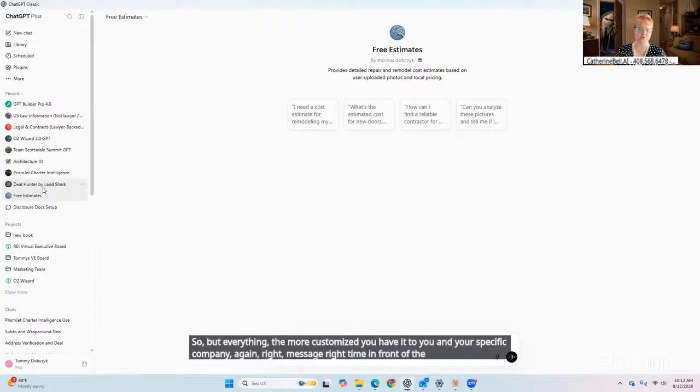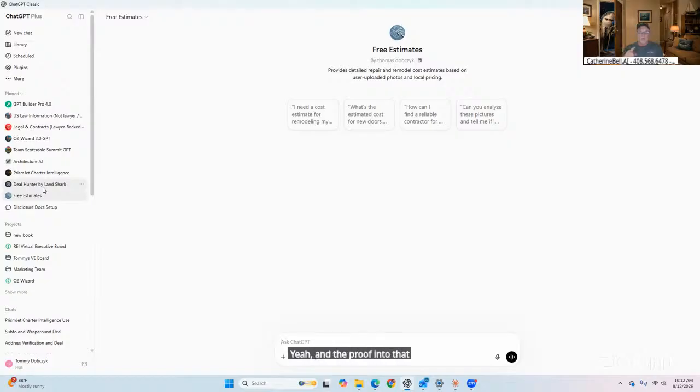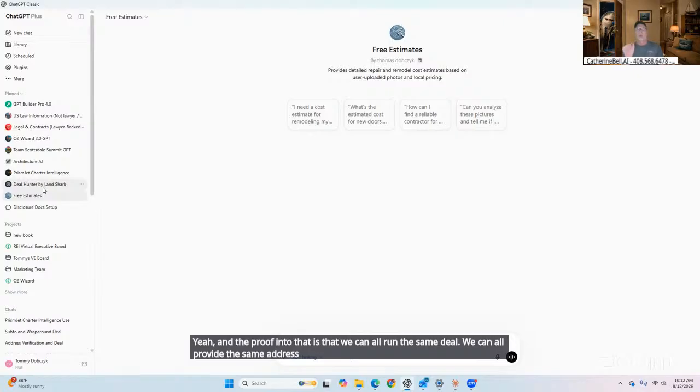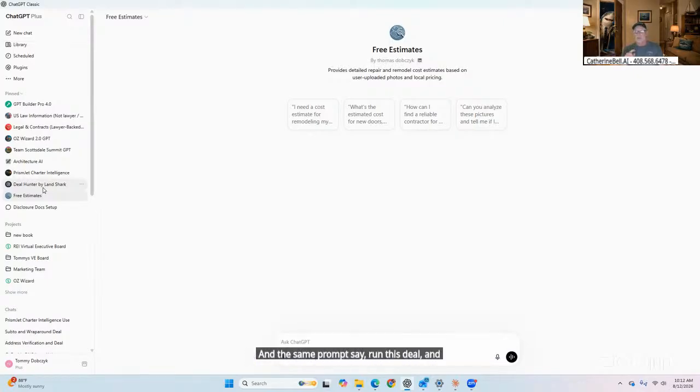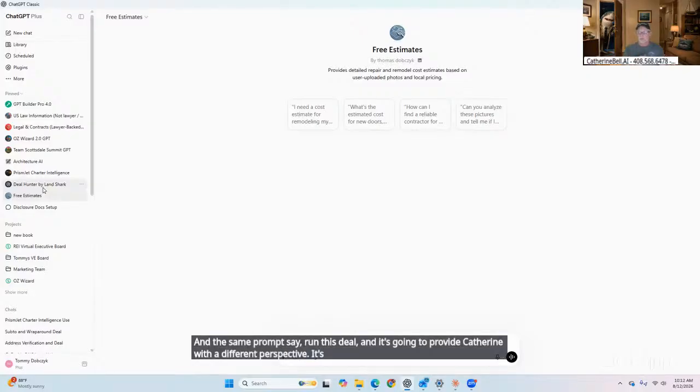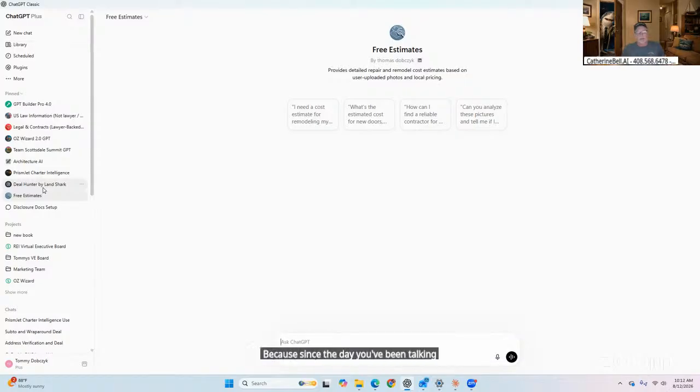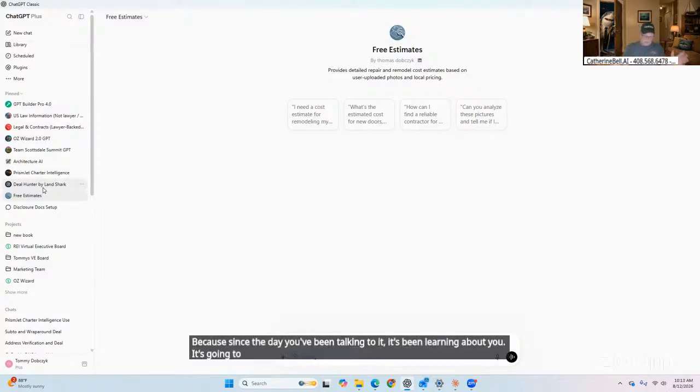Yeah, and the proof of that is that we can all run the same deal. We can all provide the same address and the same prompt, say run this deal, and it's going to provide Catherine with a different perspective. It's going to provide Mel with a different number and a different perspective. It's going to provide Ashley with a different one. Even though it's designed to tell you 5 specific things, it operates inside of your own, because since the day you've been talking to it, it's been learning about you. It's going to use that knowledge that it's had since day one with you to tell you the information. That's the way AI works.